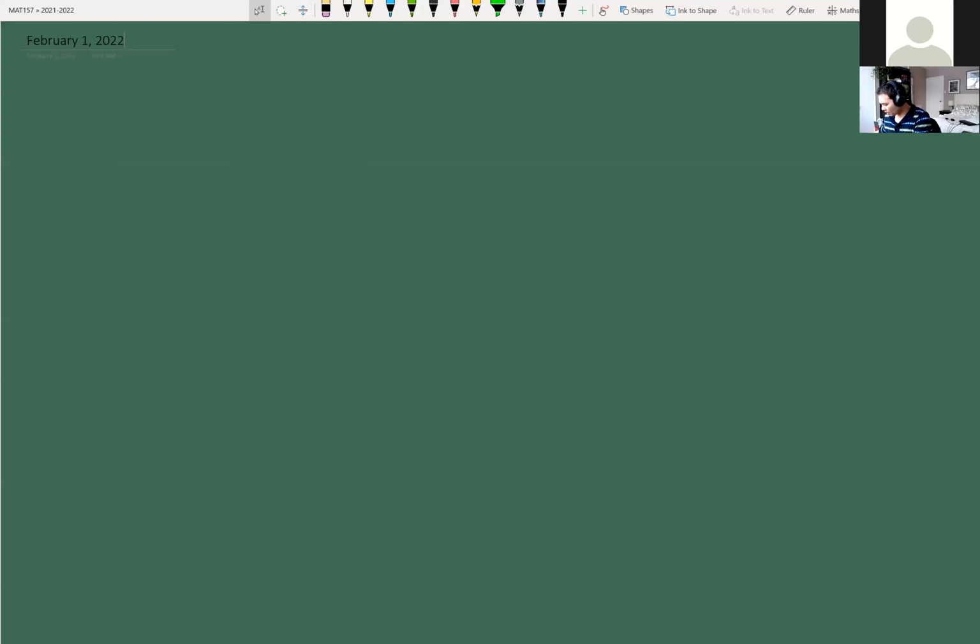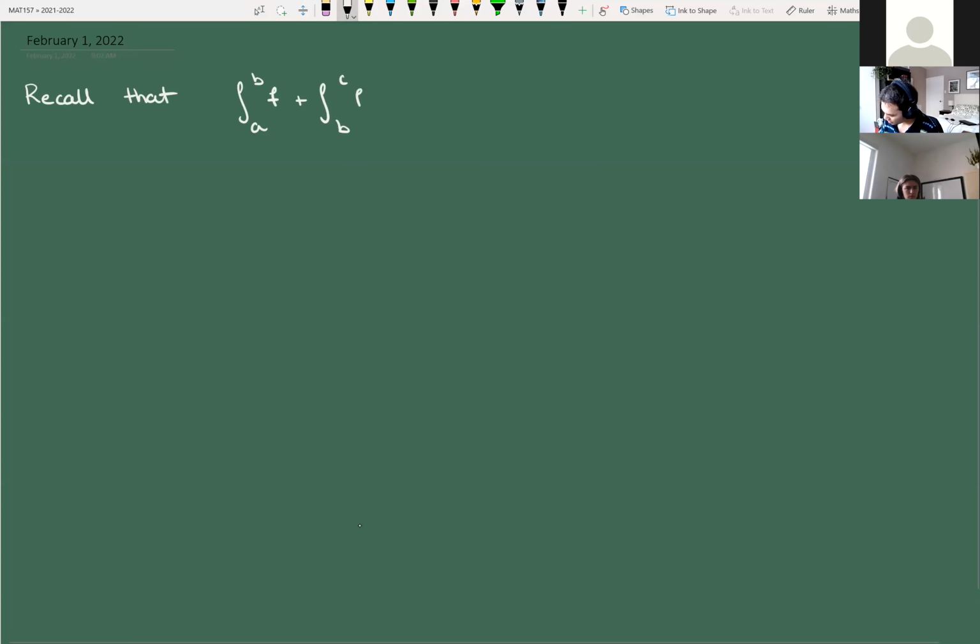There's something I forgot to talk about way back when we were talking about additivity of domain, so I should do that quickly now. Recall that the integral from a to b of f plus the integral from b to c of f is equal to the integral from a to c of f, right? So we know that's true.